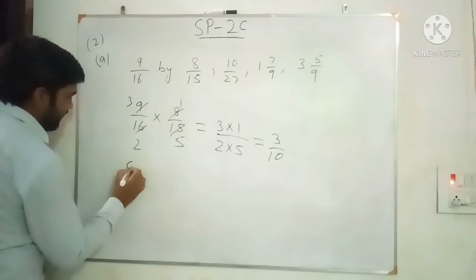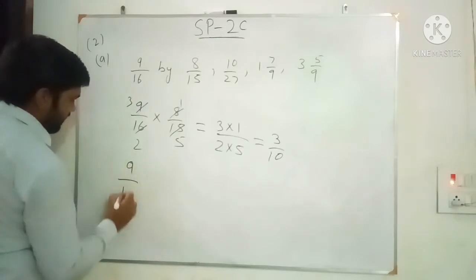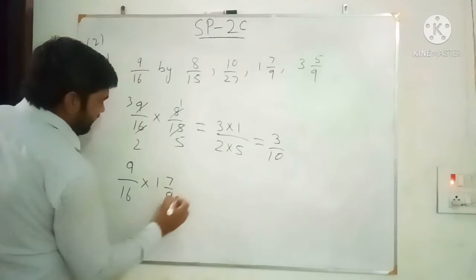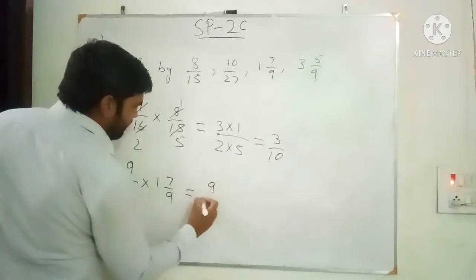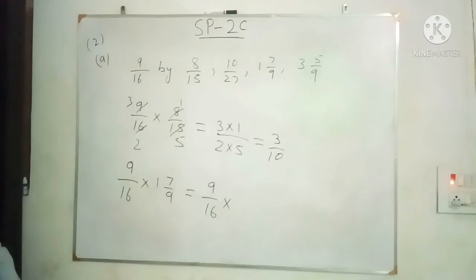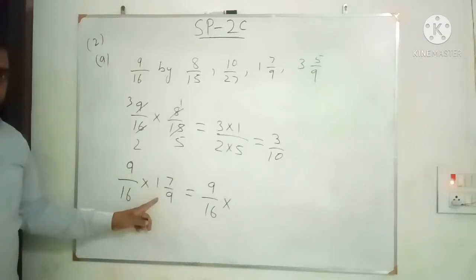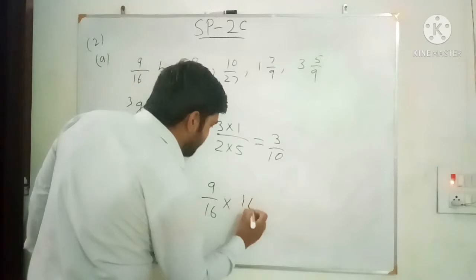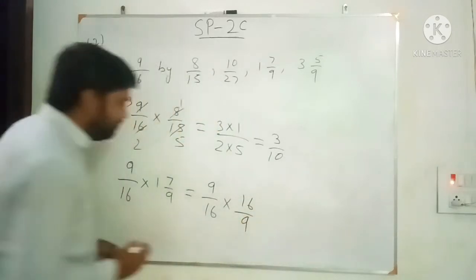Similarly next time we multiply 9 by 16 by 1 7 by 9. Second case we are going to take 9 by 16 multiply 1 7 by 9. This time 9 by 16 multiply 9 1 is 9. Convert this mixed fraction into improper. So 9 1 is 9 plus 7, 16. So 16 by 9.